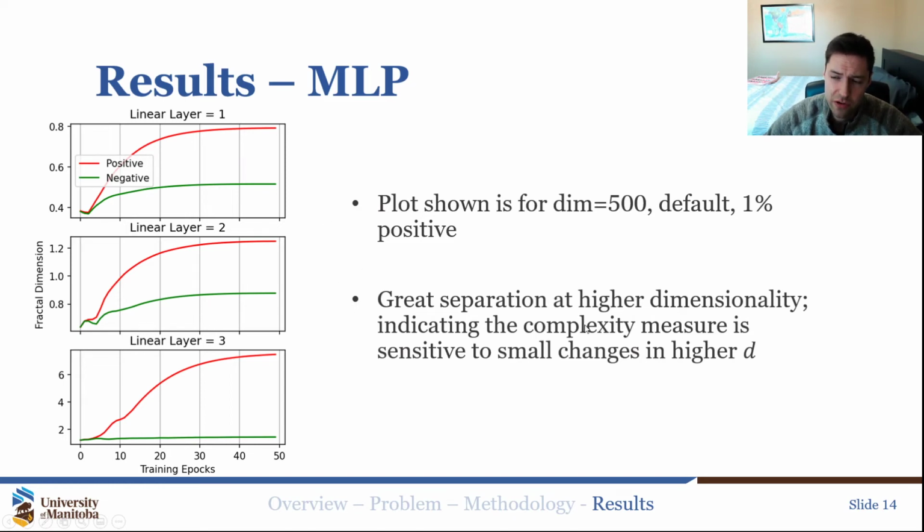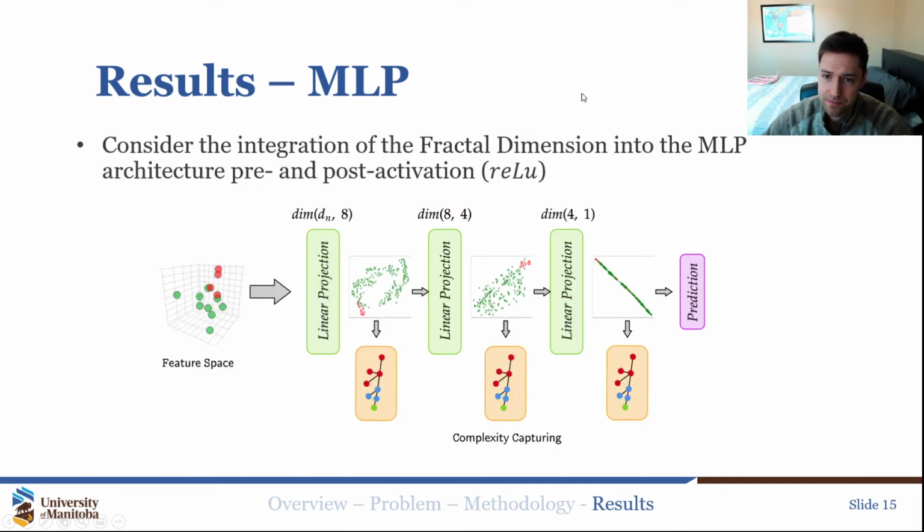But what we notice is that there's great separation at higher dimensionality, indicating the complexity measure is sensitive to small changes in higher order dimensions, which is good. So whether it be outlier detection, whatever it may be, or incorporating it in some way into a multi-layer perceptron, we have quite a sensitive measure that we can incorporate into the learning process.